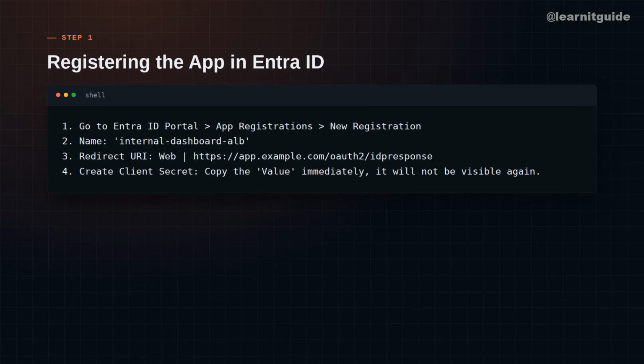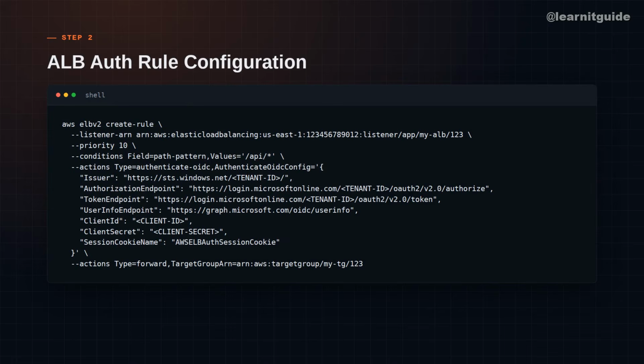In step 1, we register the app. The redirect URI is the most critical part here. Notice the path ends in /oauth2/idpresponse. This is a fixed requirement for AWS ALB to handle the response correctly. If you typo this, the authentication will fail with a redirect mismatch error, and you will be stuck in an infinite loop.